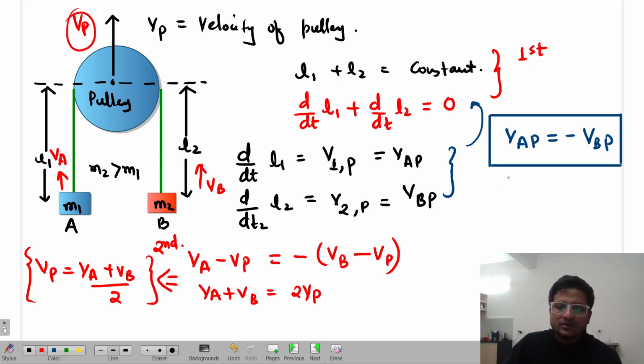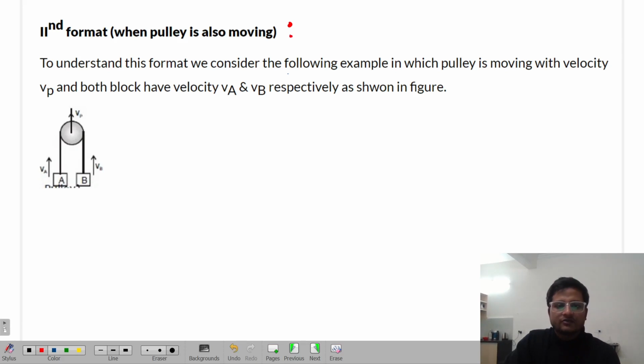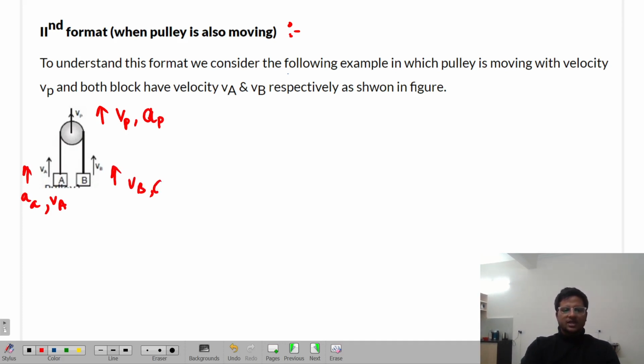Differentiating it once again, you will get acceleration of A with respect to pulley P equal to minus acceleration of block B with respect to pulley P, or not. So then once again you get a relation of acceleration. That acceleration of the pulley is nothing but acceleration of block A plus acceleration of block B divided by how much? 2. Is that clear or not? So basically this is what is called the second format. If the pulley starts to move with some velocity or it has some acceleration also, and this block A has some acceleration of A and velocity of A, and block B also has some velocity of B and acceleration of B.